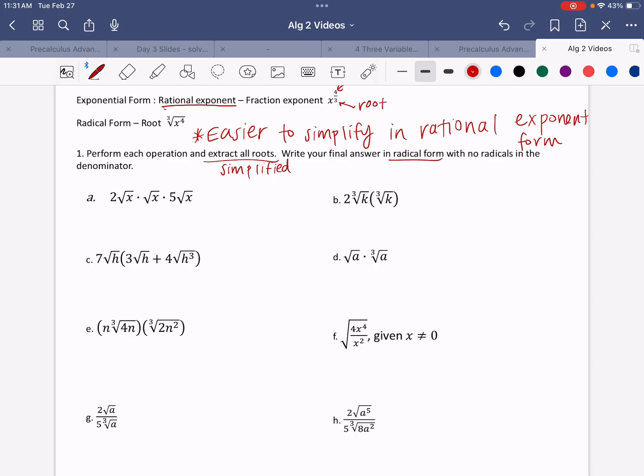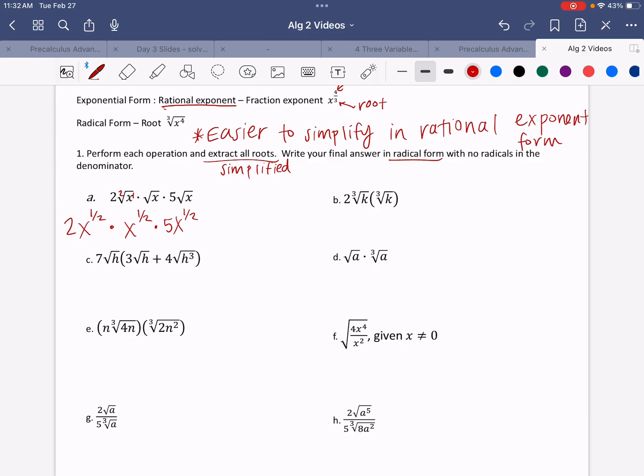A says we have 2 times the square root of x times 5 square roots of x. So the first thing I'm going to do is show you we can put this into rational exponent form. So having a square root is the same as having x to the 1/2 power. So it's 1 for the power and an implied 2 when you see a square root. This is 2x to the 1/2, multiplying by 5x to the 1/2.